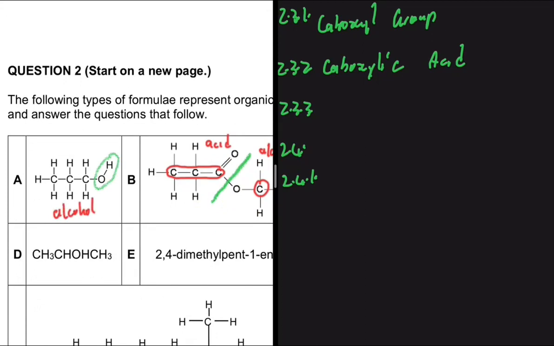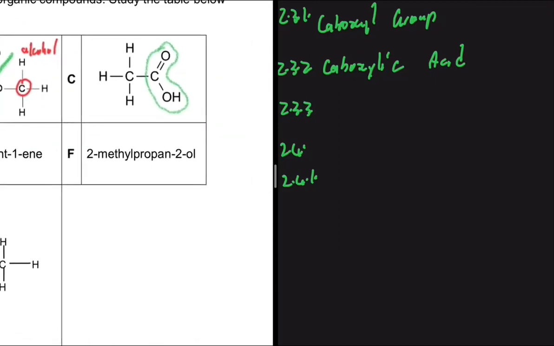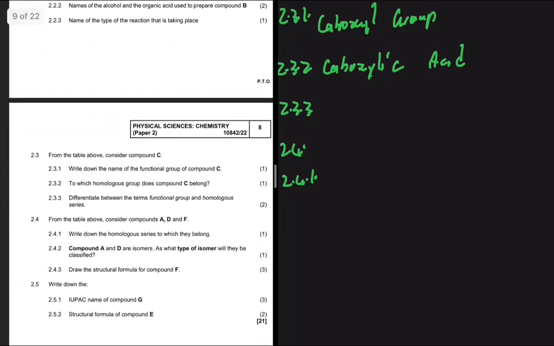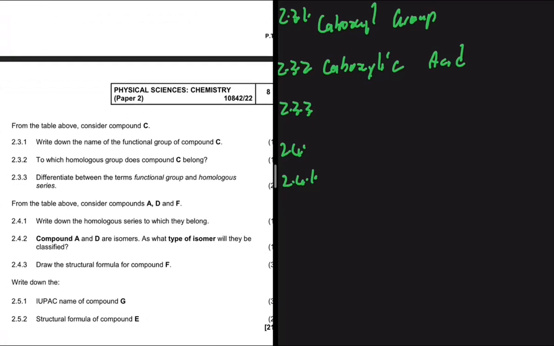And then compound D, we also have another OH, so that is another alcohol. Let's look at compound F. It ends with "ol", so we have another alcohol again. So A, D, and F are alcohols as far as the homologous series is concerned. So the answer to 2.4.1 will be alcohols, because A, D, and F are all alcohols.